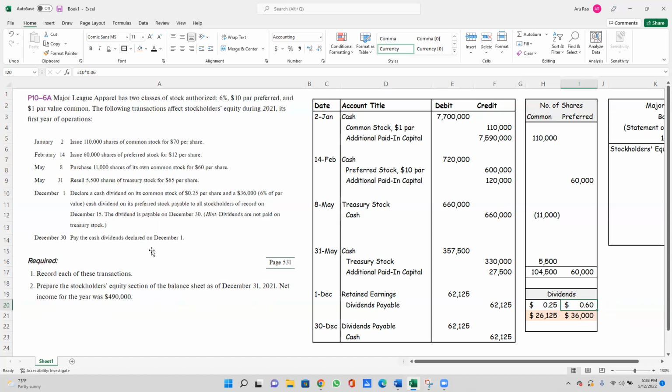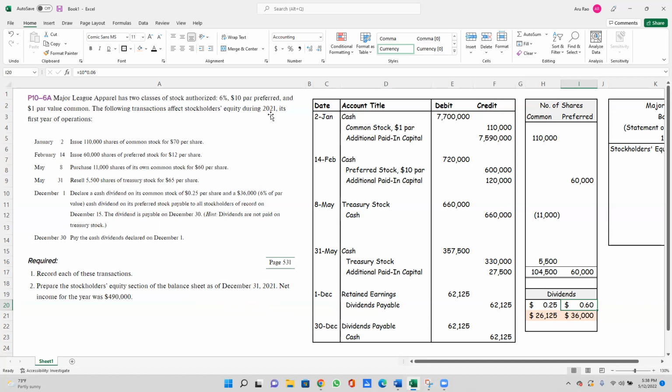So 490,000, this is the first year of operations. Retained earnings basically comprises net income and dividends. Net income from the current year, you add to retained earnings. Dividends are subtracted because dividends are paid out of retained earnings. The second year, you will start with retained earnings from the previous year. Now, in this case, retained earnings for the previous year is zero because this is our first year in operation.